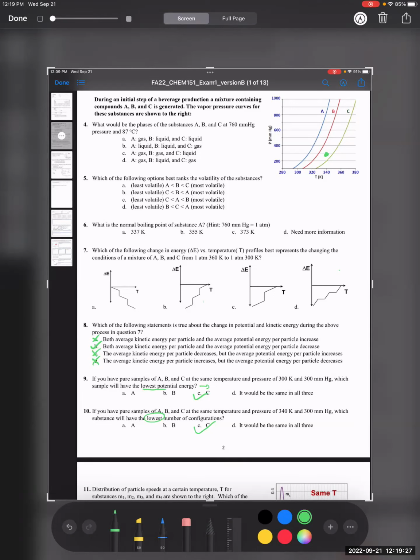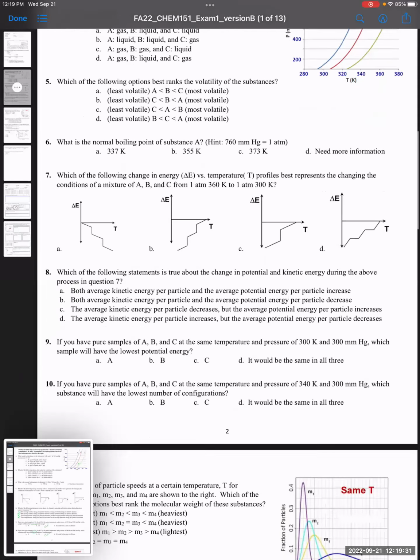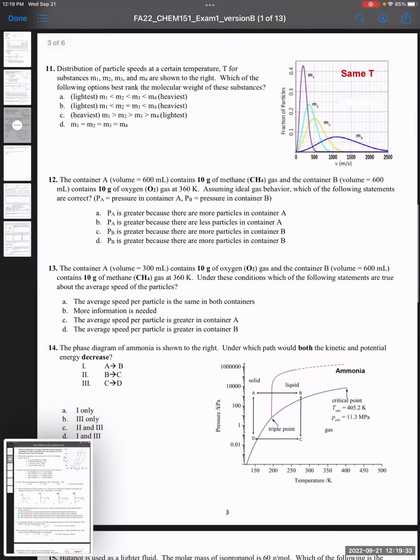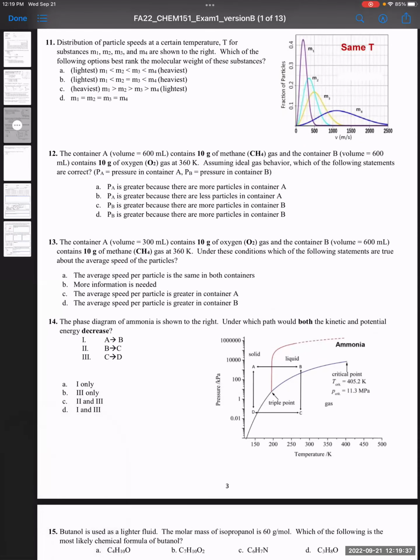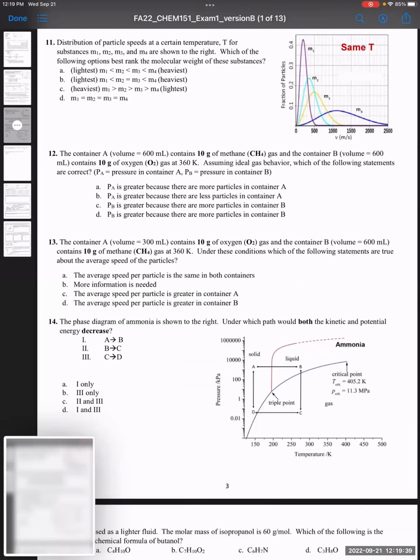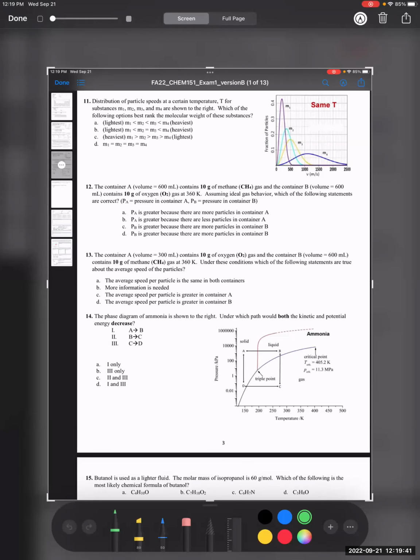Okay, all right, so let's look at question 11. Let's see if I can take a screenshot. Question 11, distribution of particle speeds at a certain temperature T for substances M1, M2, M3, and M4 are shown to the right. Which of the following options best rank the molecular weight of these substances?